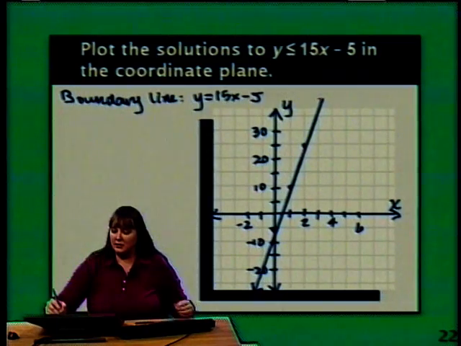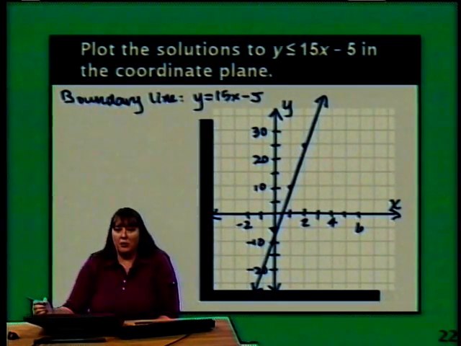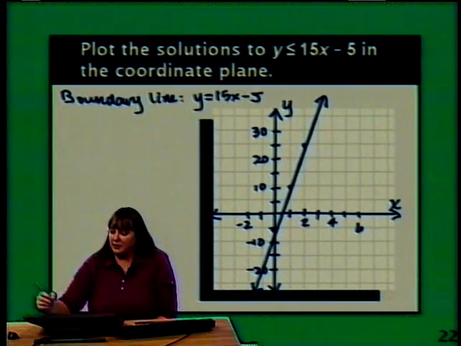And then I need to decide, do I shade above or below the line? Well, my instincts tell me to shade below the line because I'm looking for not only points where y is equal to 15x minus 5, which occurs on the line, but where y is less than 15x minus 5. And y gets smaller as we move downwards. So let's test a point below the line. How about the point (3, 5)?